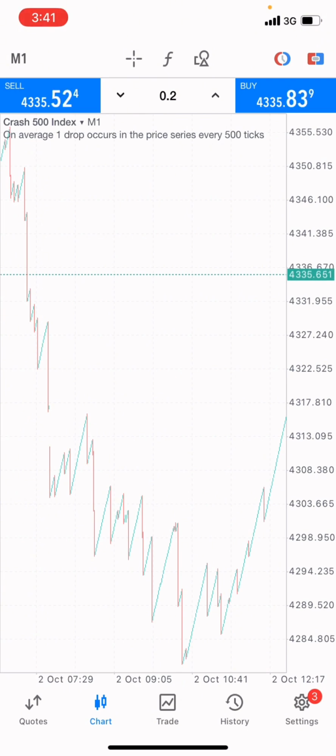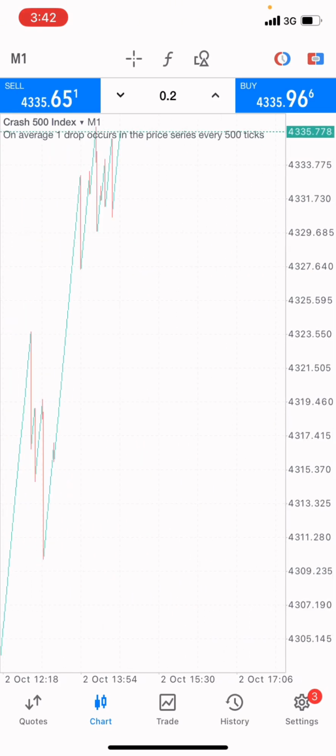Then you set the capital you want to use, the amount you are willing to risk on the market, and the type of strategy you want to use. That will play a very big role in your trading. You need to make a very wise decision when choosing the type of strategy you want to use. All right, guys, so this is the Crash 500 Index market right now.